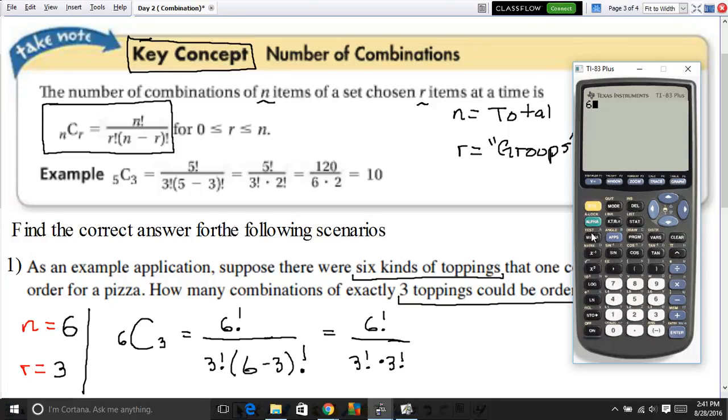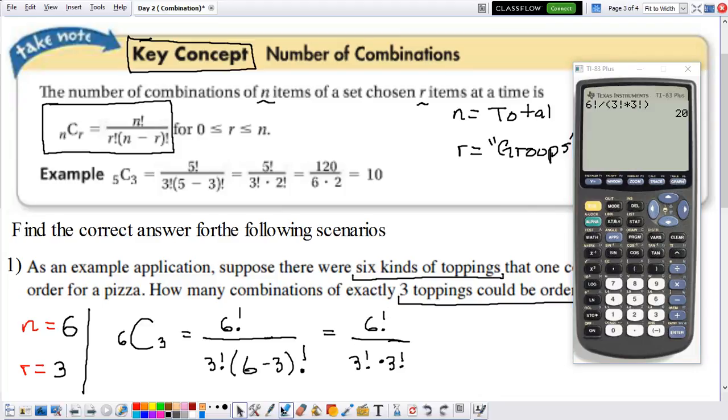All right, so now that we have our formula, we can plug it into our calculator and get our answer. So that's 6, and factorials are in mathematics, probability, option 4. 6 factorial divided by, because I have more than one factorial in the denominator, I want to put it in parentheses. So open up parentheses, and I'm going to put 3 factorial times 3 factorial. Now that we have exactly what we want, we press enter, and that means that there are 20. So if you have 6 toppings and you want to make groups of 3, there are 20 ways which you can make groups.